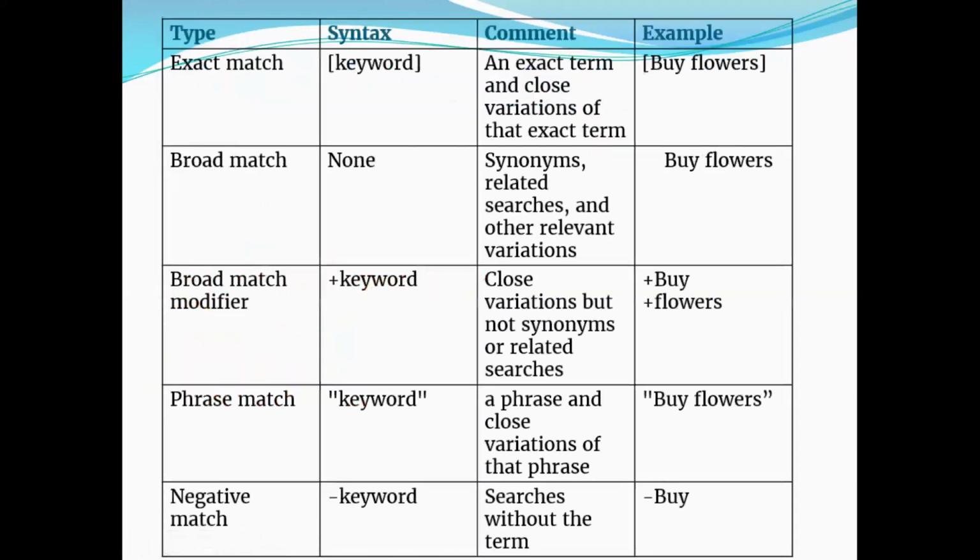So here, please write on this one. Exact match, nothing but buy flower. How will the user search buy flower? They show your ad only for the exact keyword. Same like that keyword. Second one, broad match: buy flower. You're searching for buy flower. If matching by flower or buy, you show your ad on the Google search engine.